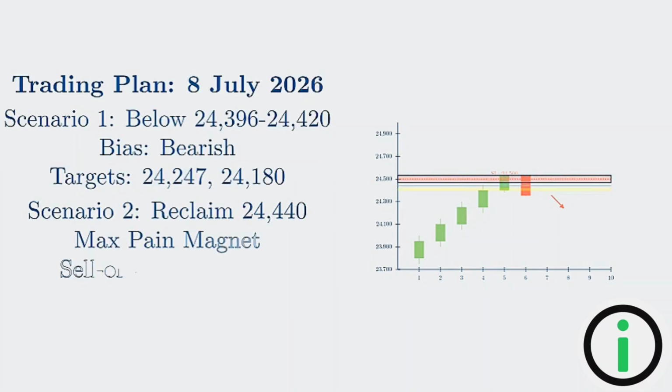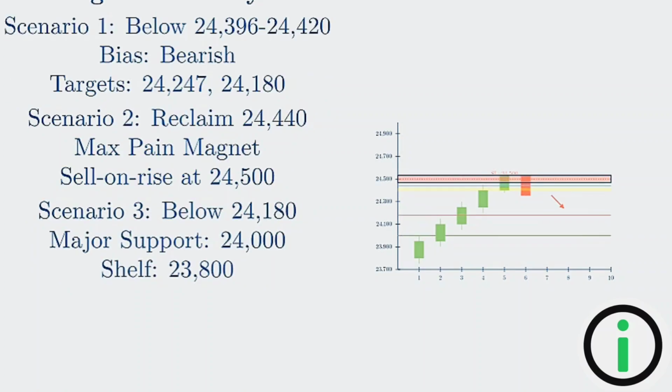In Scenario 2, if the price reclaims and holds above 24,440, the max pain zone, expect a push toward 24,500. However, treat this as a sell-on-rise zone. Unless we see massive volume, that 24,500 call wall will likely act as a heavy lid on the market. Scenario 3 is a breakdown below 24,180. If this level fails, it opens the path to the major put support at 24,000 and potentially the late June consolidation shelf near 23,800.